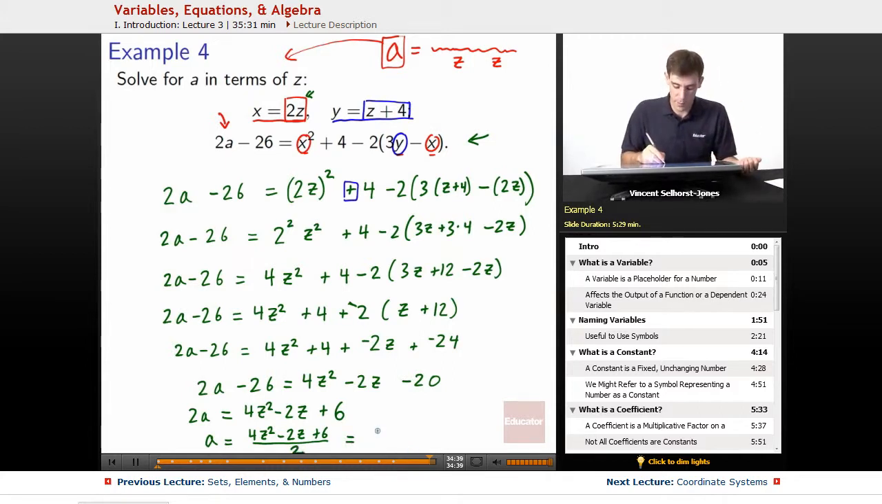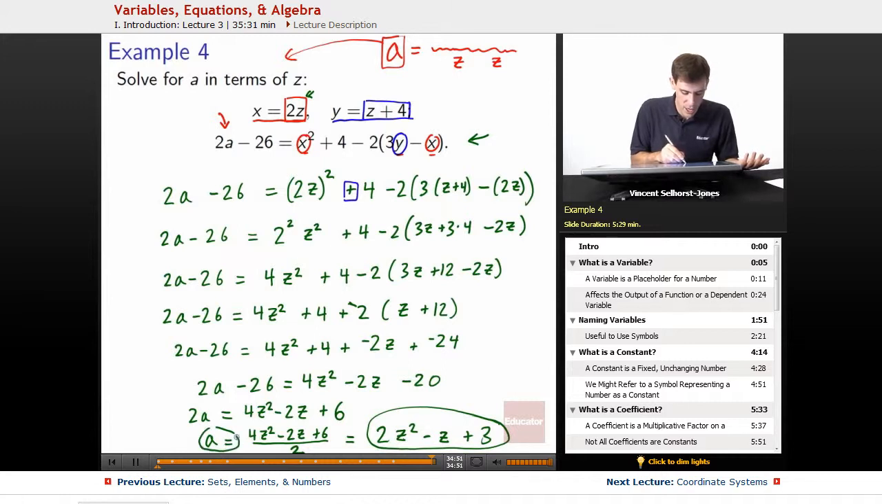4z squared, that becomes 2z squared. Minus 2z, that becomes minus z. Plus 6, that becomes plus 3. So it's a equals 2z squared minus z plus 3. A equals stuff just involving z. We've solved for a in terms of z.